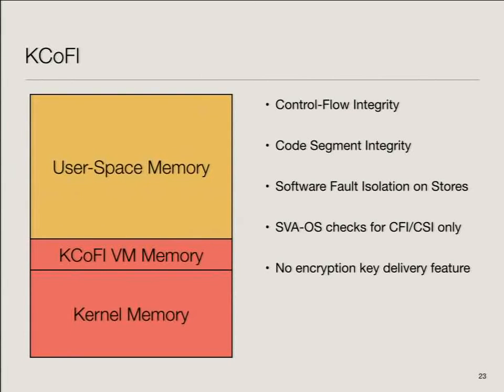So unlike VirtualGhost, which has to maintain the confidentiality and integrity of VM memory, KCoFI only needs to protect the integrity of its VM memory. So it only has to do software fault isolation instrumentation on stores. The SVA OS checks that its runtime library only does control flow integrity and code segment integrity, and it doesn't have the encryption key delivery feature or other VirtualGhost-specific features. So basically, KCoFI is what gives us the control flow integrity and code segment integrity that VirtualGhost requires, and then VirtualGhost builds on top of that the features to protect applications from the operating system kernel.